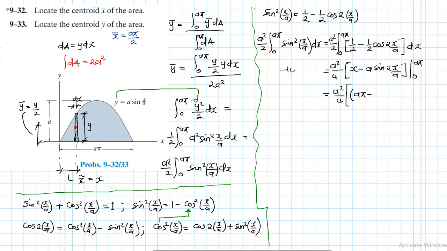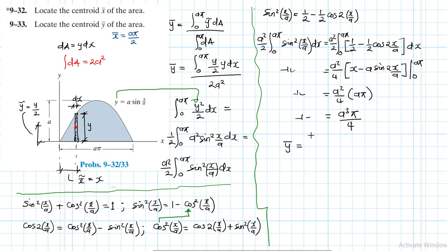Sine of 2 pi is 0, so minus 0 is just 0. This is the final solution here, and therefore this becomes equal to a cubed pi divided by 4. So we found the top part. Now let's evaluate this.